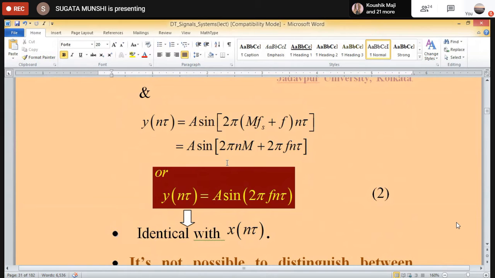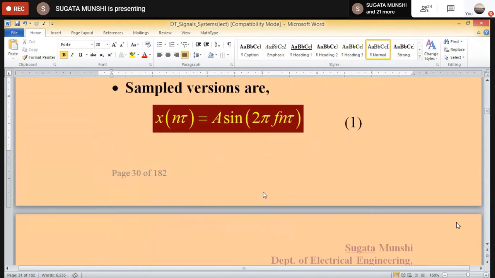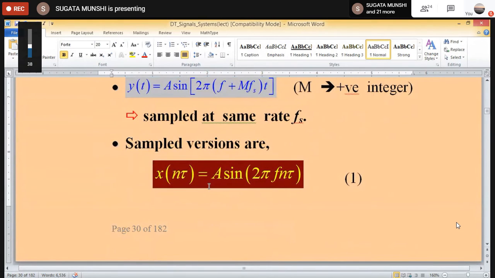If you break it up, twice pi n m plus twice pi f n tau. Remember that n into m is an integer, positive integer. So y(n tau) comes out as a sine twice pi f n tau. That means same as x(n tau). Under the conditions that I have mentioned, you cannot distinguish between the sampled versions of x(t) and y(t).